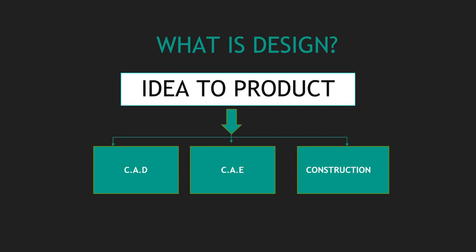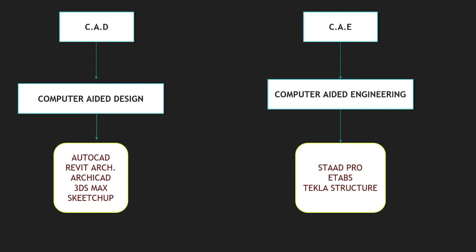Converting my idea into a product, that is nothing but any building or whatever infrastructure we are going to build. There is a path to execute that, to convert the idea into a product. Here the first steps are CAD and CAE, and then construction. CAD is computer aided design, and CAE is computer aided engineering.